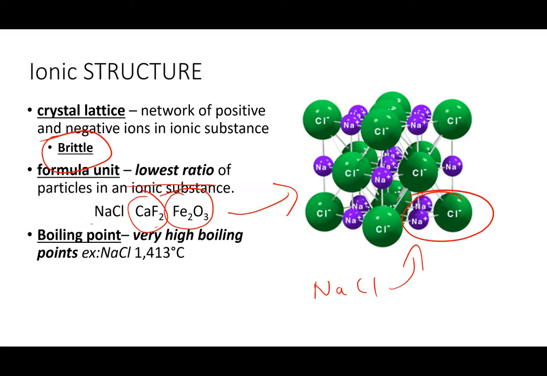These crystal lattice structures are very strong, which is why the boiling points are so high. It takes a lot of energy to break apart this crystal lattice structure for it to melt and to turn into a gas. So it has very high boiling and melting points. For example, sodium chloride's boiling point is 1,413 degrees Celsius.